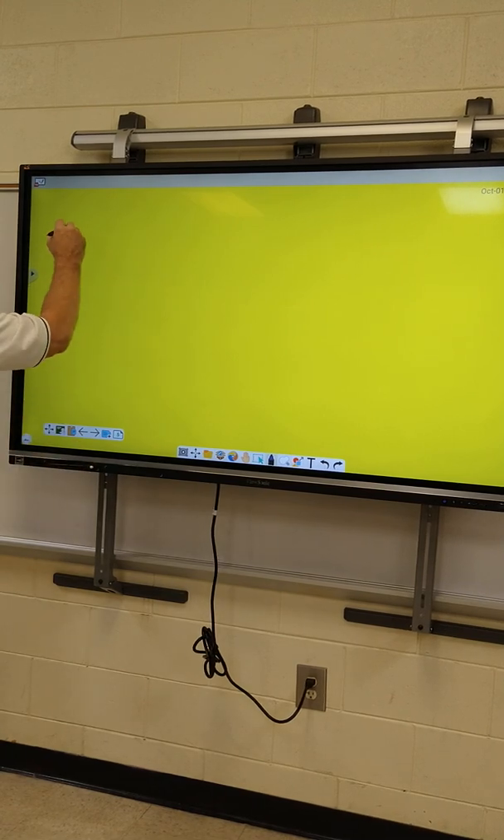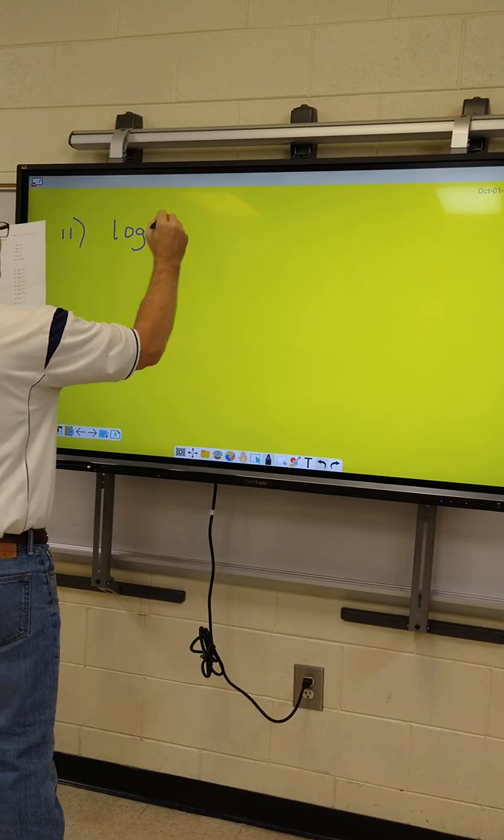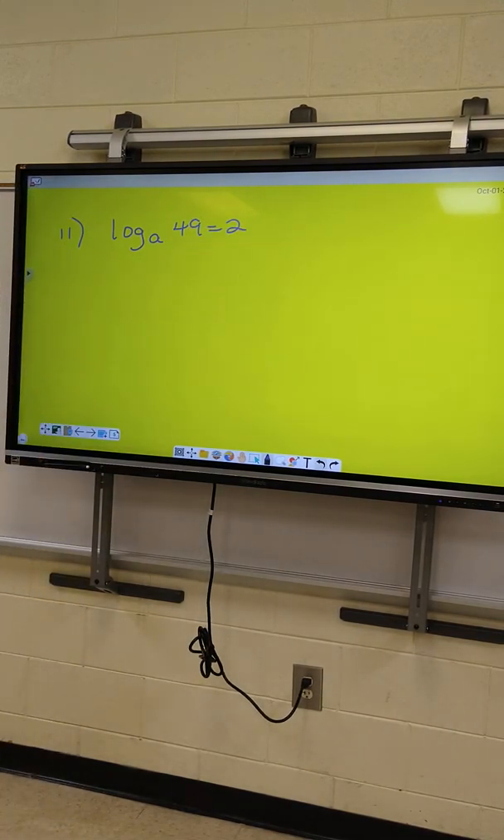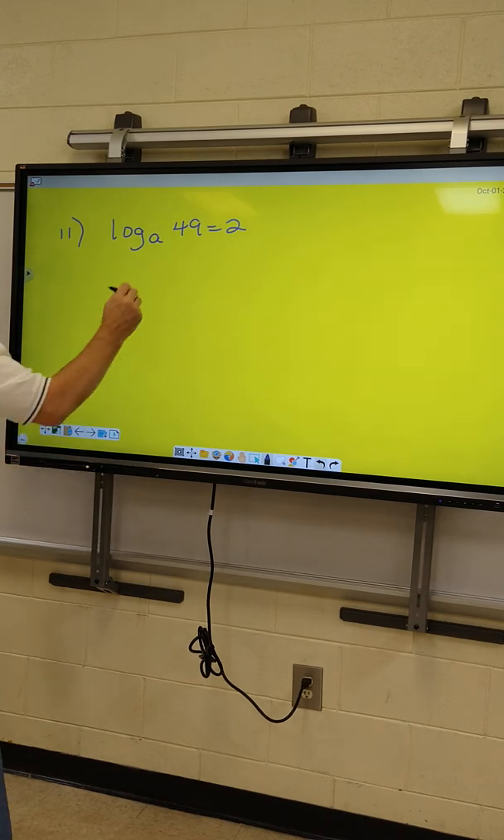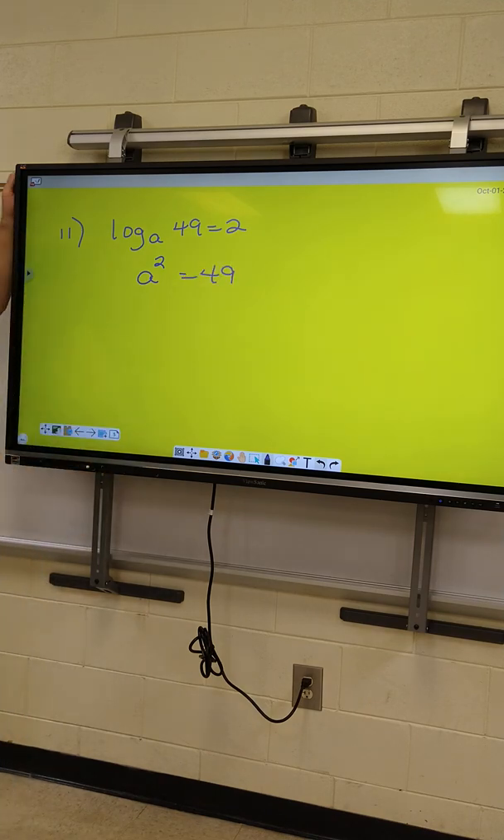So let's go to number 11. Log base A of 49 equals 2. All right, so we've got to set it up. How do I set this one up? Set them up the same way. So Will, what's it going to be when I set it up? A squared equals 49. Okay, write it down.